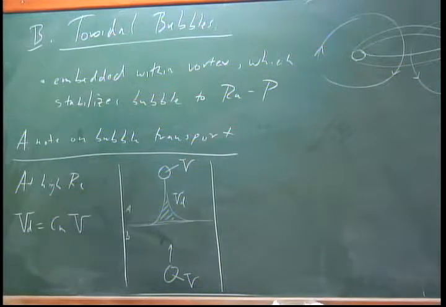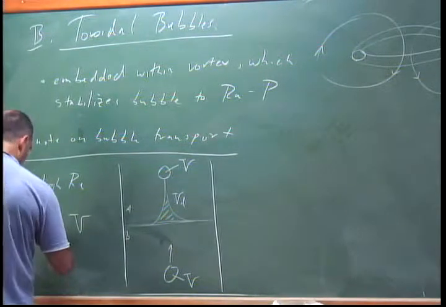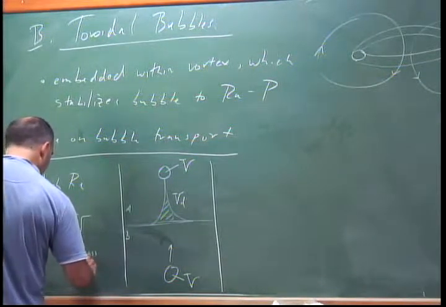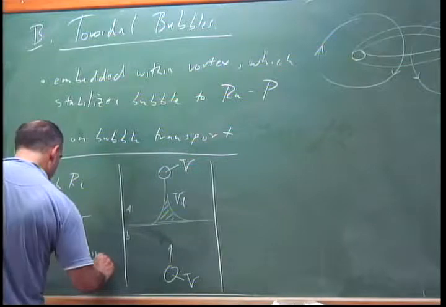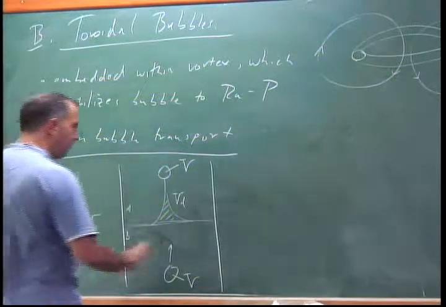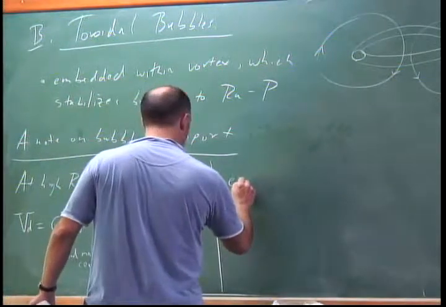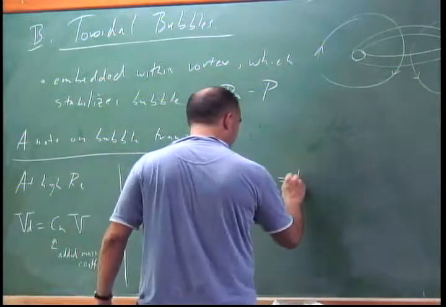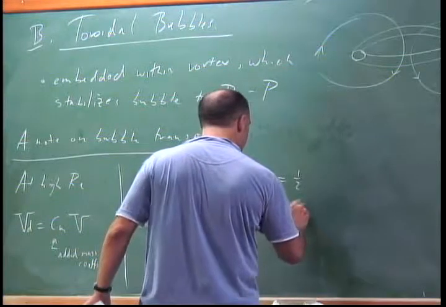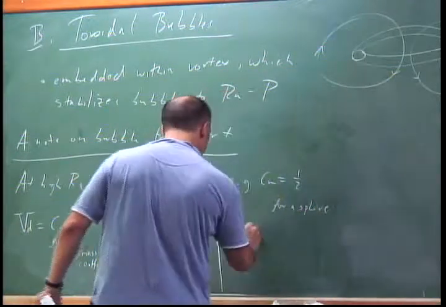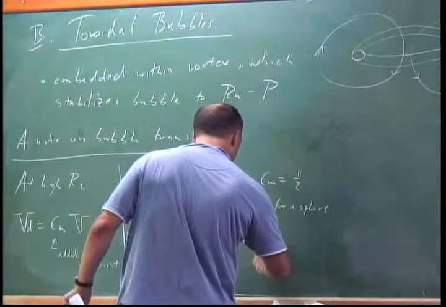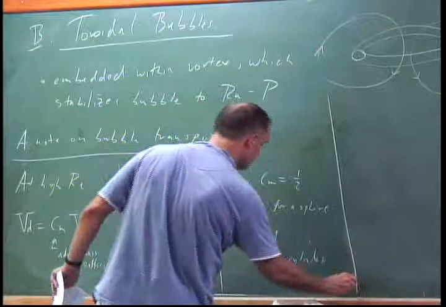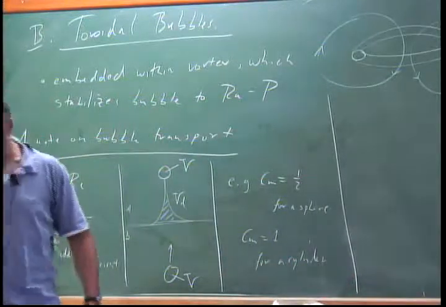So this is in inviscid fluid mechanics. So this is added mass, which is kind of interesting. So for example, Cm is equal to 1/2 for a sphere. Cm is equal to 1 for a cylinder. Have you run into added mass before?